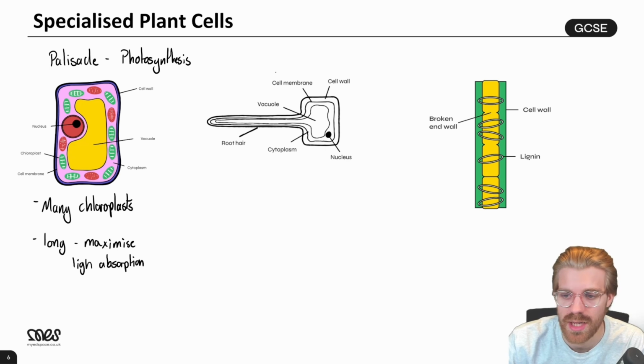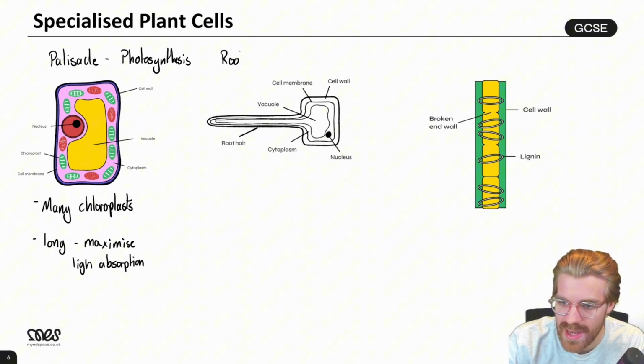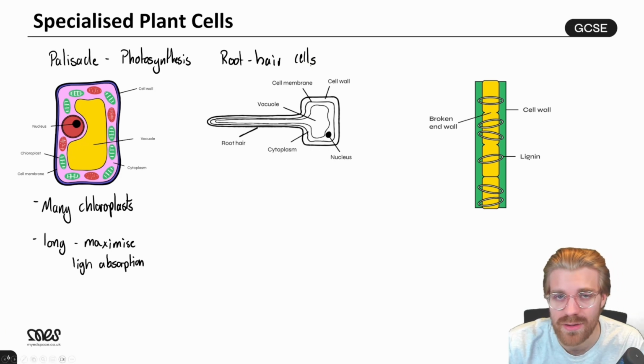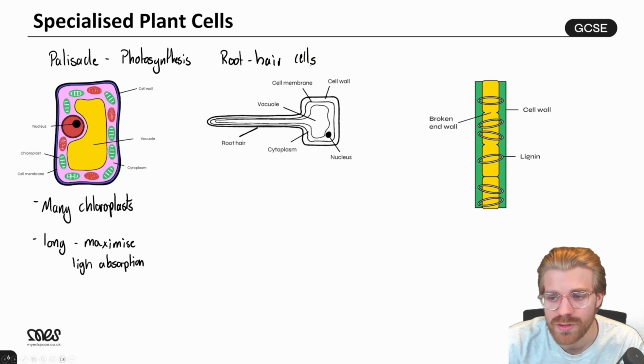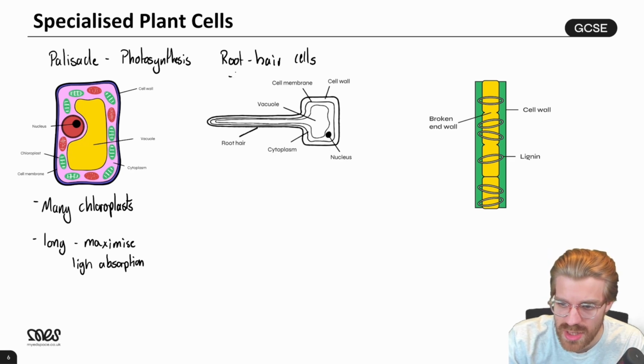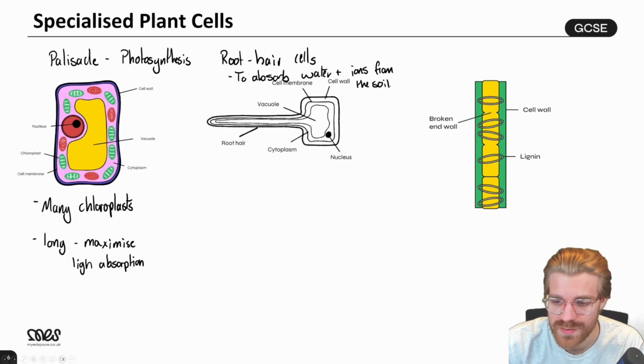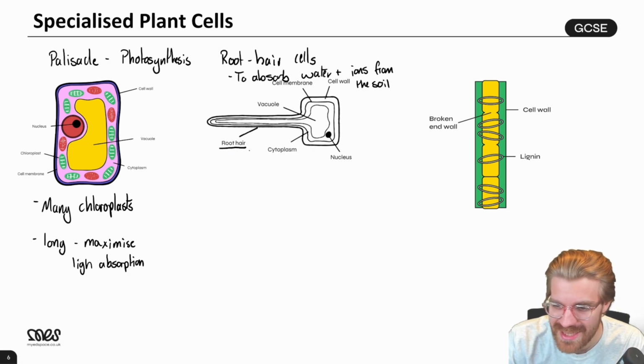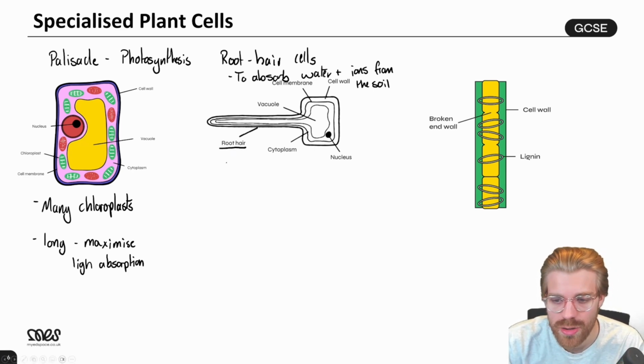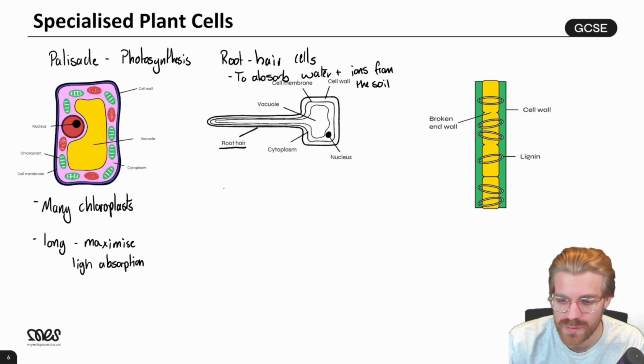Our next type of plant cell is a root hair cell. Now, the root hair cells are found on the roots underground, and the purpose of the root hair cells is to absorb the water and the ions from the soil. So how is the root hair cell adapted for this function? Well, the first part is it has this root hair, this long, thin structure coming out from the cell.